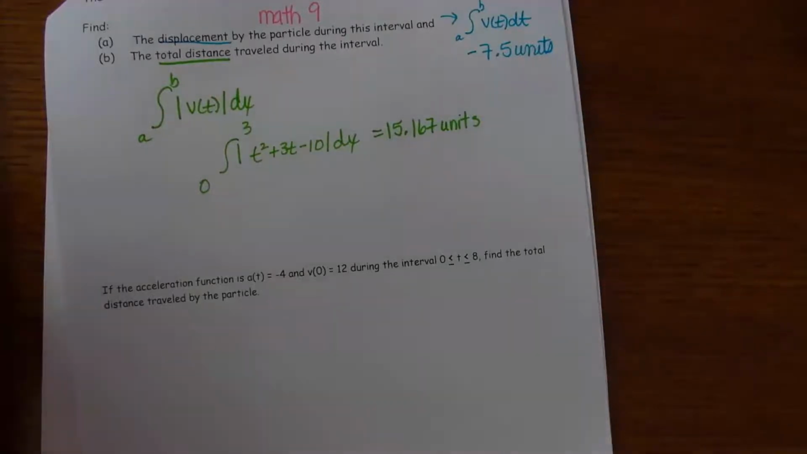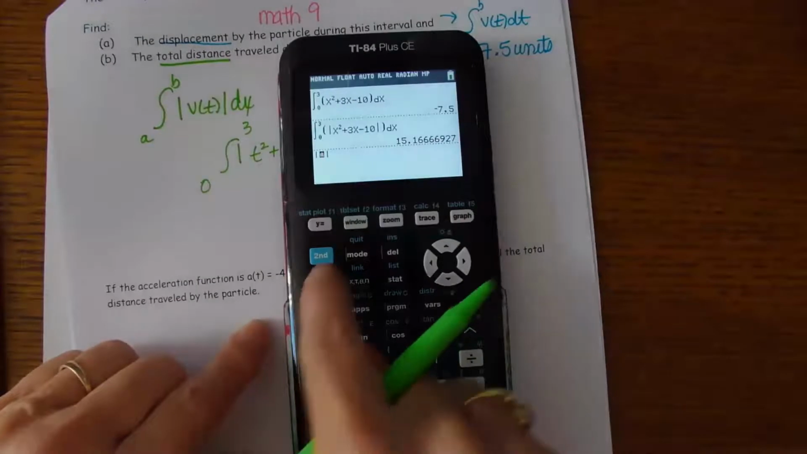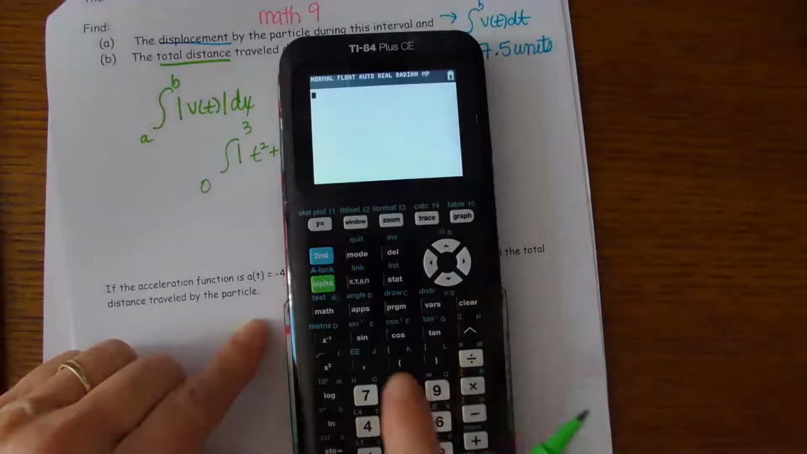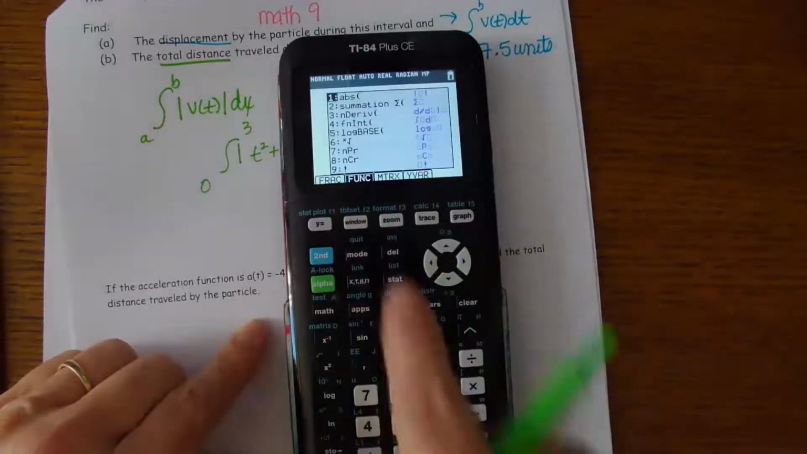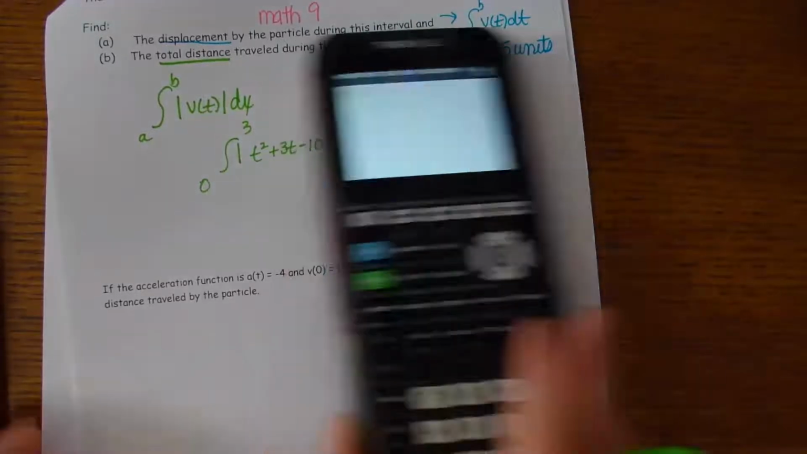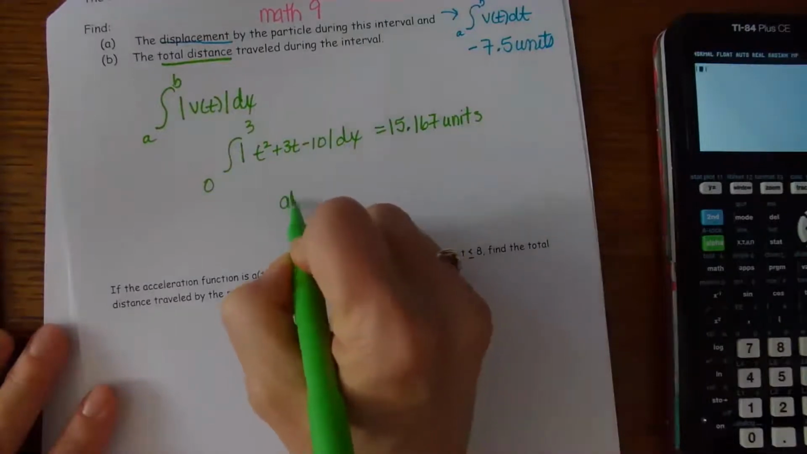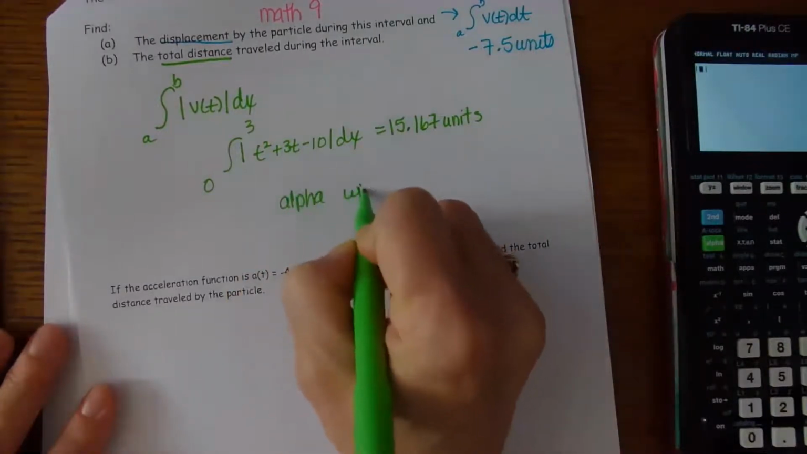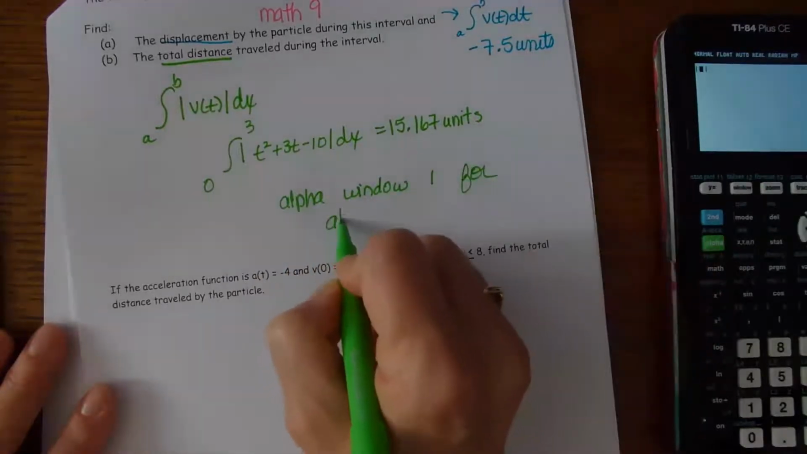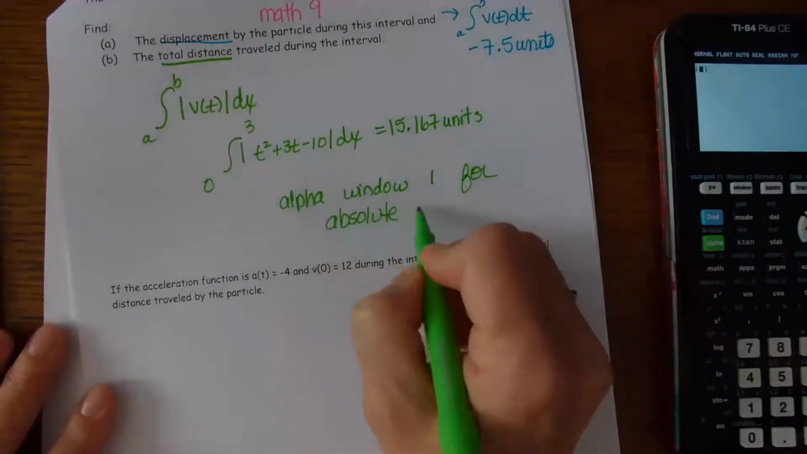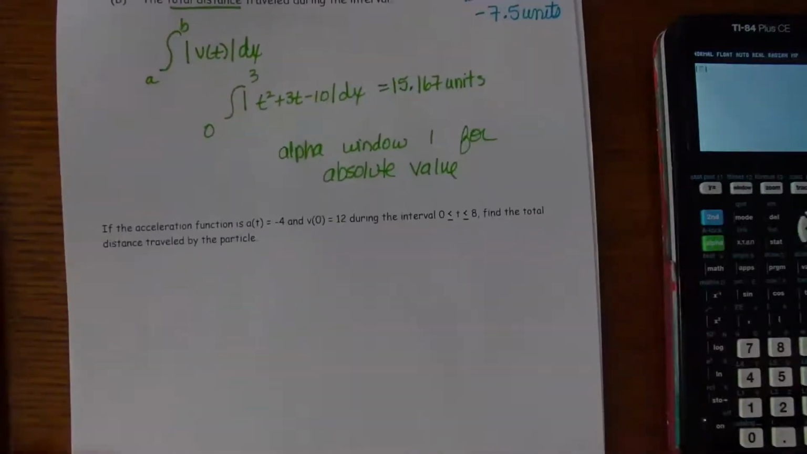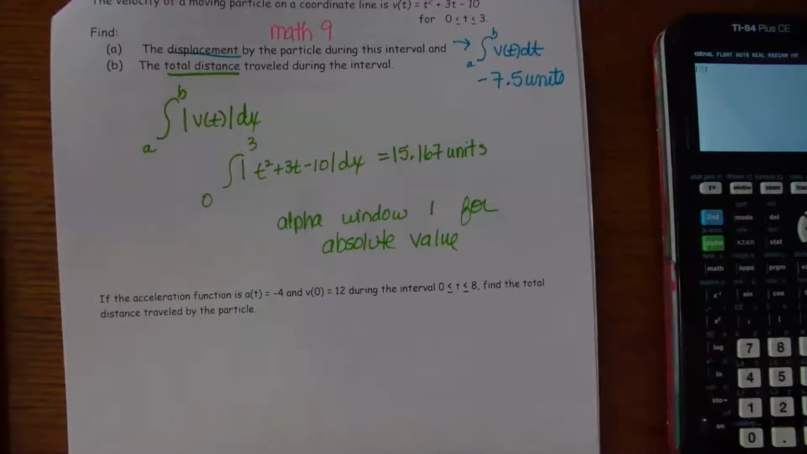Another way is alpha window number 1. That might be faster for y'all now. Alpha, oops, I did it twice. You can hit alpha window 1. And that's another way to do it. There's several ways. Easy. Is everyone successful at typing that in?